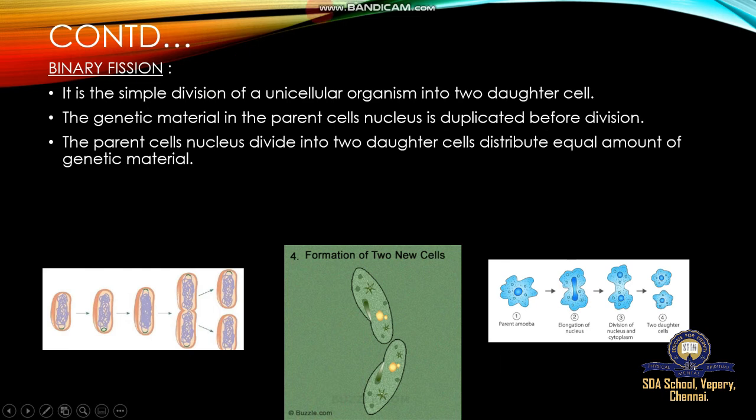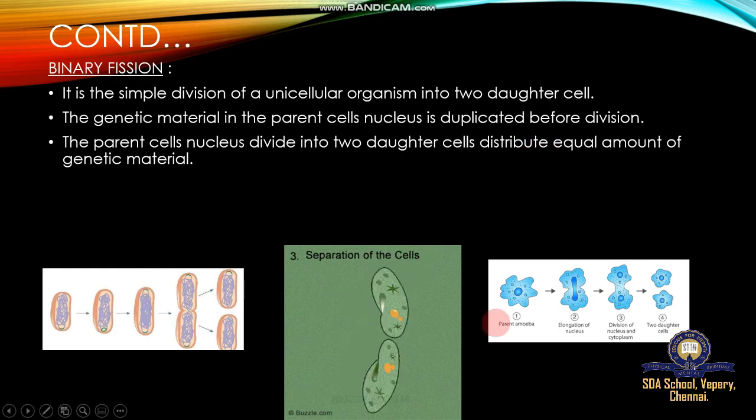The parent cell's nucleus divides into daughter cells, distributing equal amounts of genetic material. Binary fission is a simple division of a unicellular organism. Unicellular means a one-celled organism dividing into daughter cells. The genetic material in the parent cell's nucleus is duplicated. What is duplication? It gives two daughters.